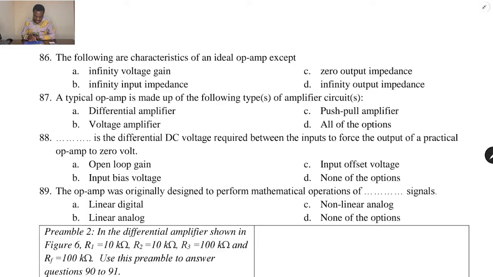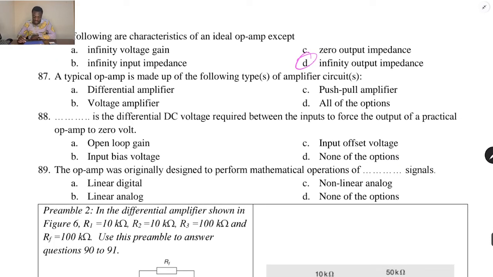So when you talk about ideal, we have infinite voltage gain, infinite input resistance, zero output impedance, infinite output resistance. So here the answer again is D. We don't have infinite output impedance.